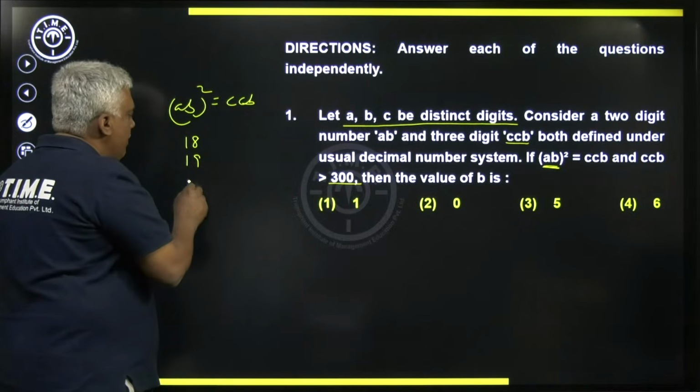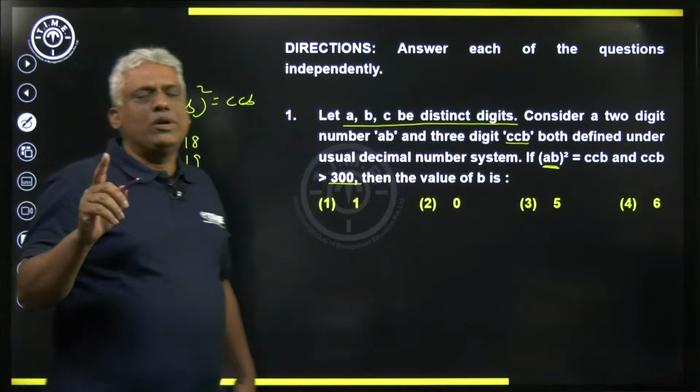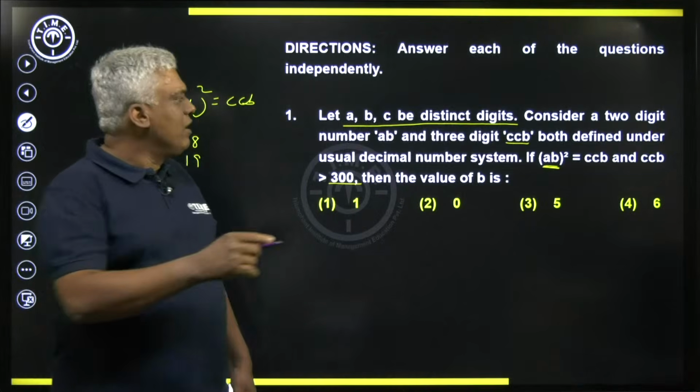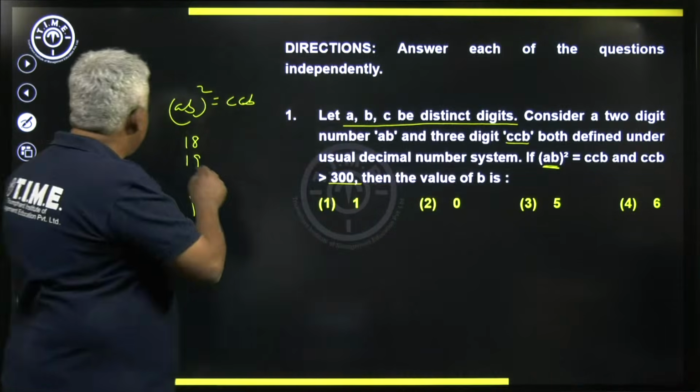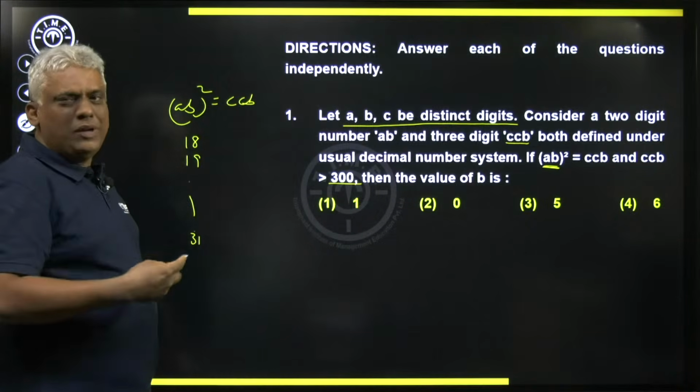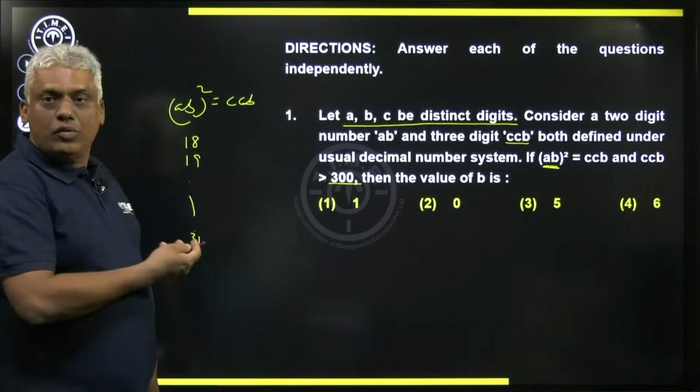It can be 18, 19, till we know that 31 square is 961, 32 square is 1024. So that will be a four-digit number. So our answer will be anything between 18 to 31. Now we can check all of these, but it will take time. What we can do is use the options.